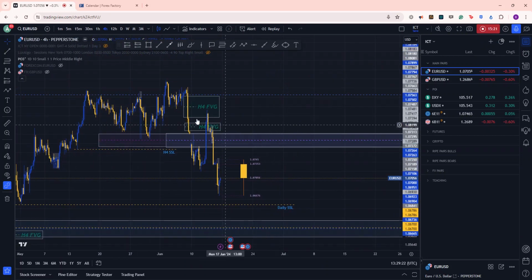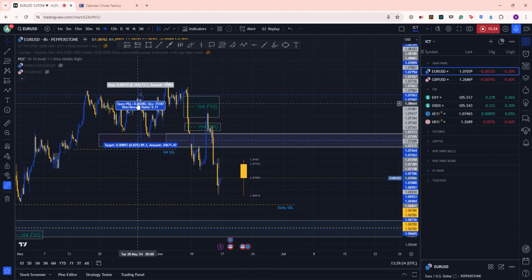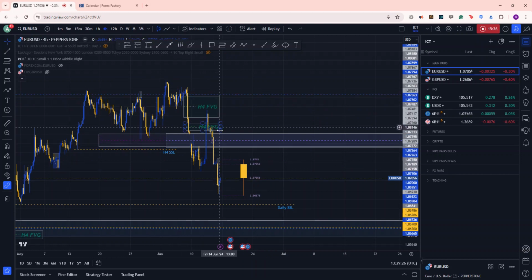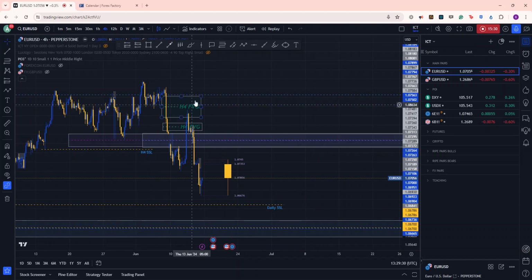Very nice structure on the 4 hour. You can see it's obviously bearish now. I don't need this anymore. Even the imbalance here, I don't need that anymore. I don't expect price to go to that place now.